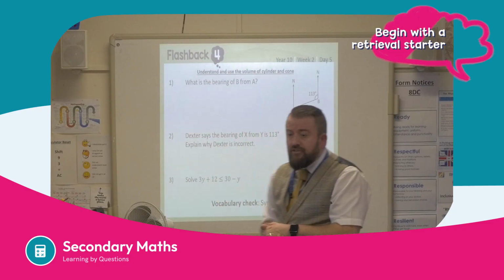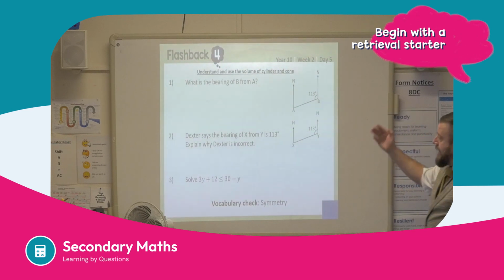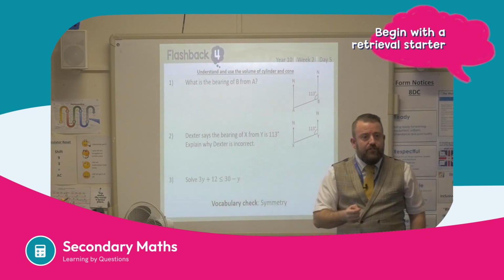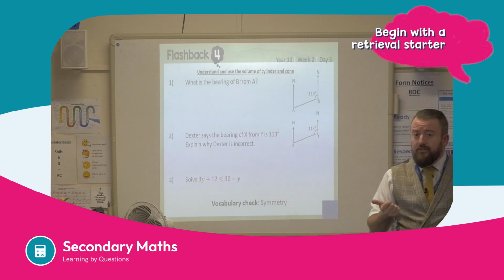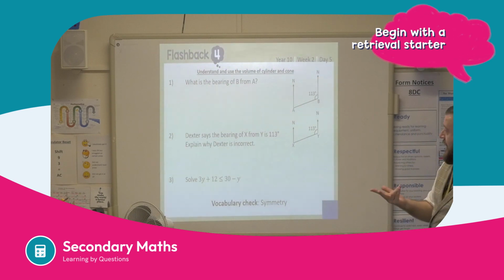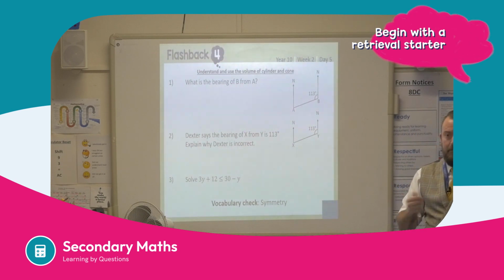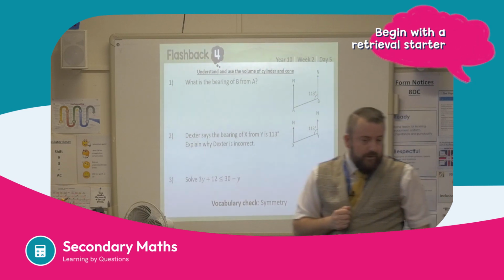So now we're going to go on to the retrieval task. What I want you to do is answer all 3 questions. Let's see if we can retrieve that information, something we've covered last month, last week, and what we covered probably yesterday or the day before. If you want to get on with that for me, please.